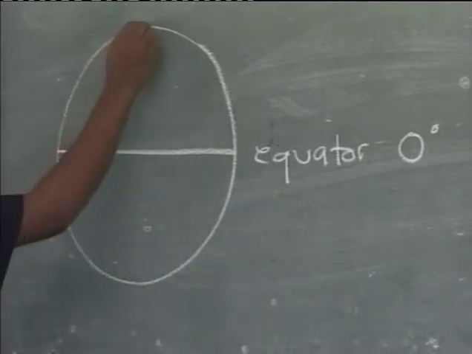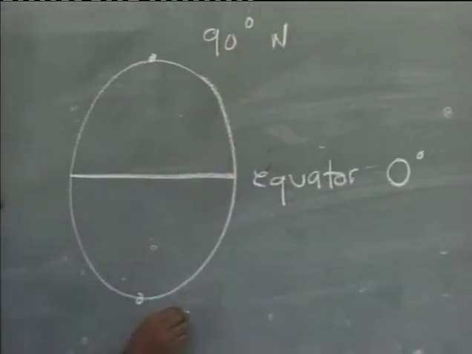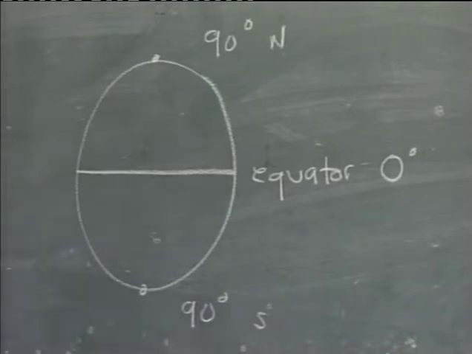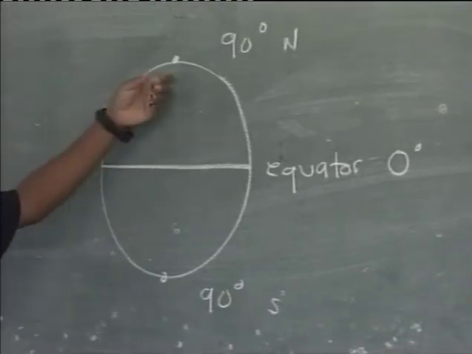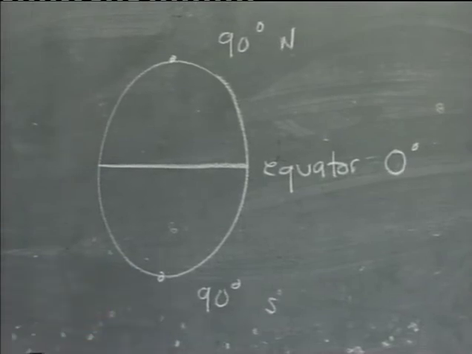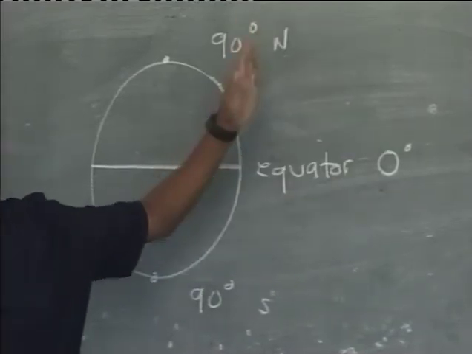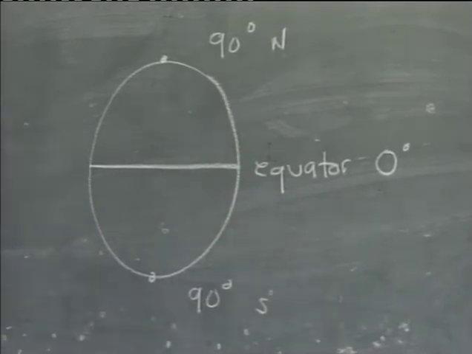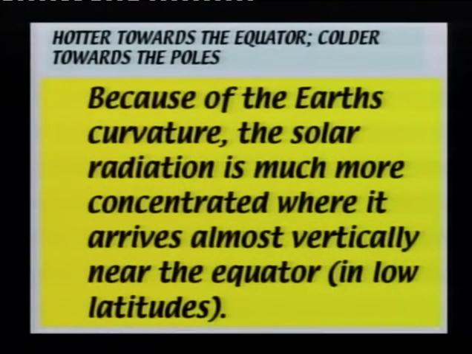The poles, they sit at 90 degrees. This is to the north, and here we have 90 degrees to the south. We don't go 91, 92 degrees because 90 degrees is the furthest point that we can go to in terms of latitude. So the 90 degrees, north and south, will be referred to as high latitudes. And the high and low depend on whether we are at 0 or whether we are at 90. So here at the equator, the solar radiation is much more concentrated where it arrives almost vertically in that part of the world.